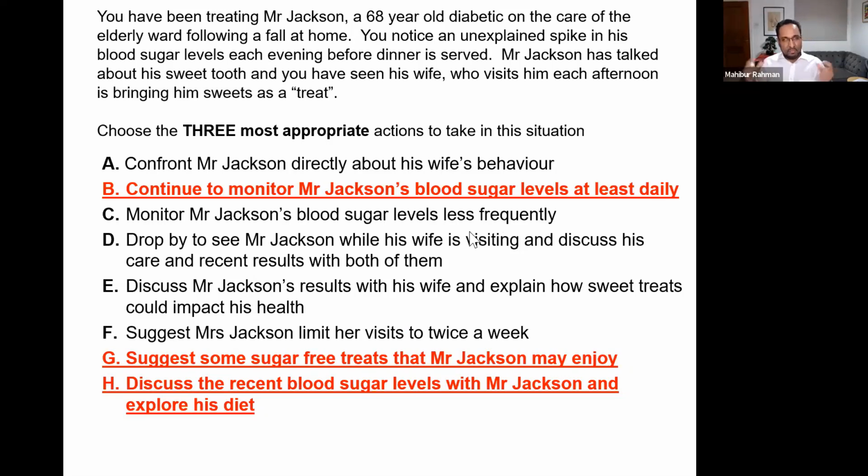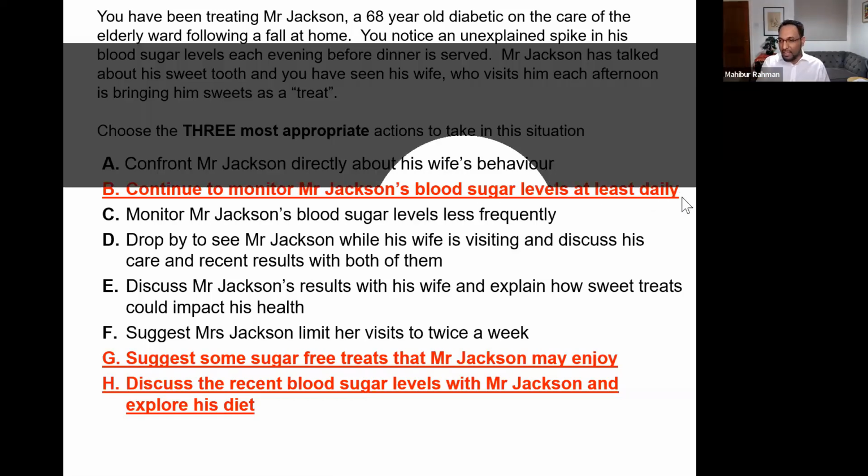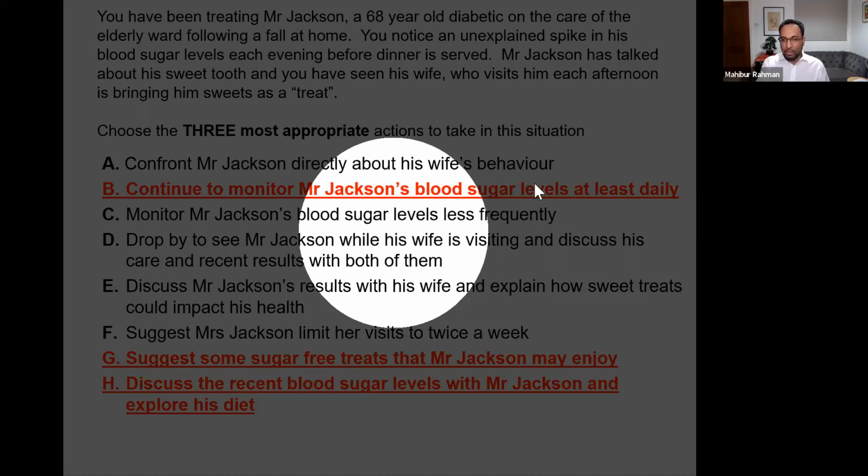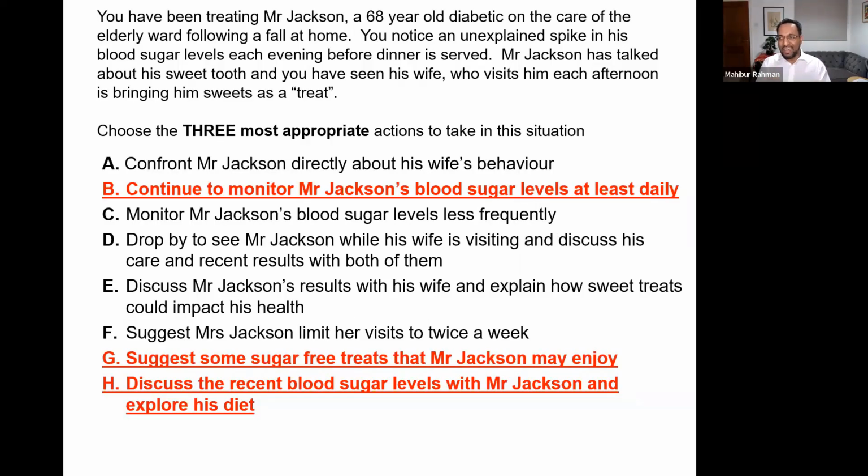Okay, so do you see, that makes sense together, doesn't it? That's one of the ways you've got it right. Whereas sometimes some options don't make sense together. For example, how could you continue to monitor it at least daily and then also monitor it less frequently? So B and C could never both be in the answer because they don't go together. We'll call that a pair. There can only be one in a pair. Okay, right, so that's section 2.